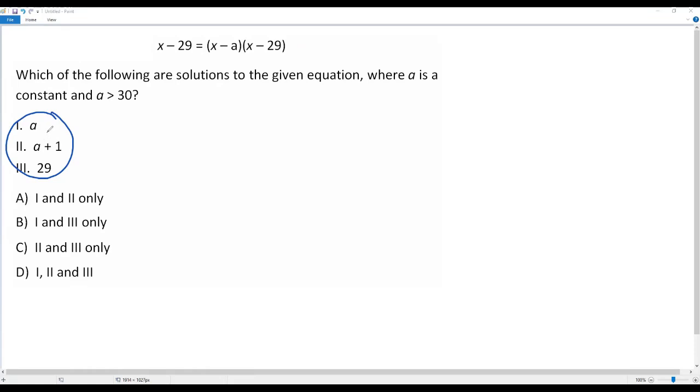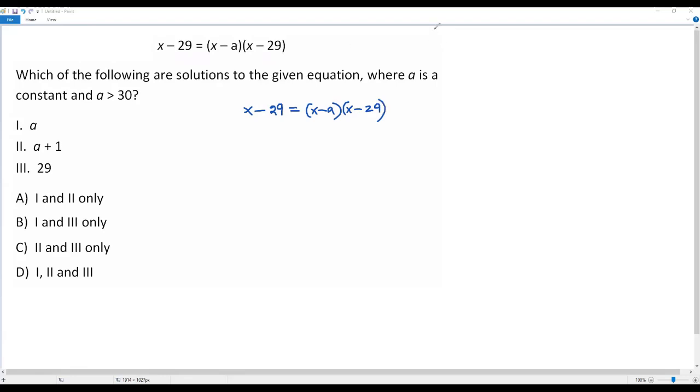Solution means the value of the variable x. When it comes to the first statement, the solution is a, that is, the value of x is a. Now let me check whether this can be the solution to the given equation. For that, I have to plug in this a for x in the given equation. First let me write the given equation as it is: x - 29 = (x - a)(x - 29).